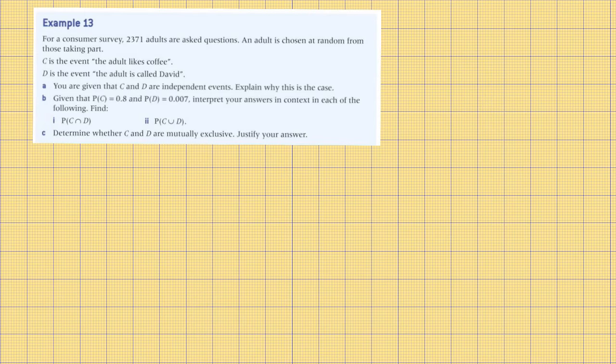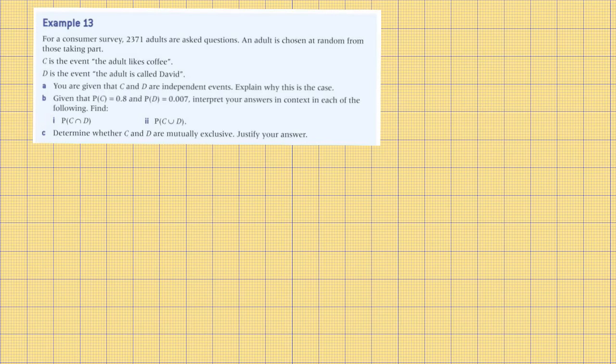For a consumer survey, 2,371 adults are asked questions, and an adult is chosen at random from those taking part. C is the event the adult likes coffee. D is the event the adult is called David.